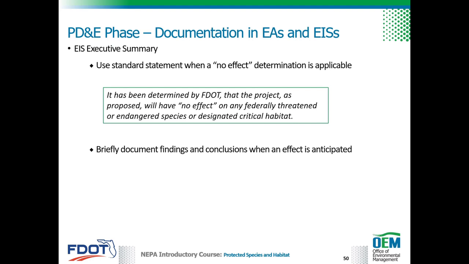For EISs, federally listed species and habitat information should be included in the executive summary according to the PD&E Manual Part 1, Chapter 8, Draft Environmental Impact Statement, and Part 1, Chapter 9, Final Environmental Impact Statement. Use the appropriate standard statement in the executive summary for EISs when a no effect determination is applicable. If disagreements with agencies exist, they should be identified in the unresolved issues and areas of controversy section of the FEIS executive summary.